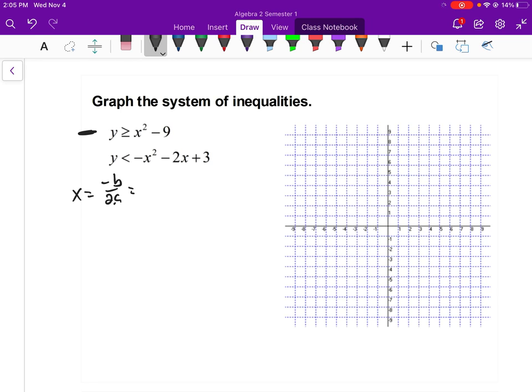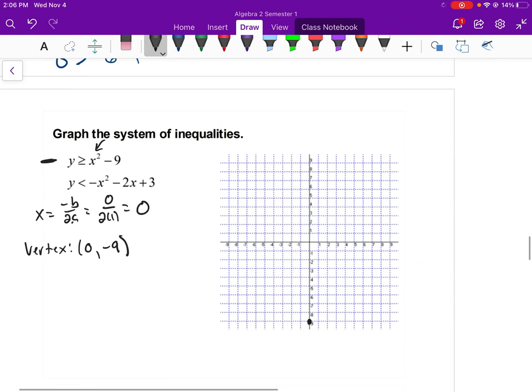Negative b over 2a, which is going to be 0 over 2 times 1, which is 0. So our vertex's x-coordinate in this case is 0. And if you plug 0 into here, that's going to say 0 minus 9, so the y-coordinate would be negative 9. So we got 0, negative 9.